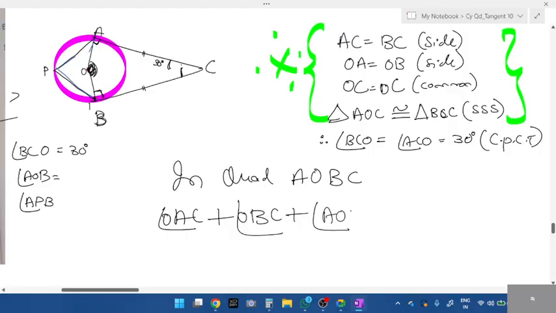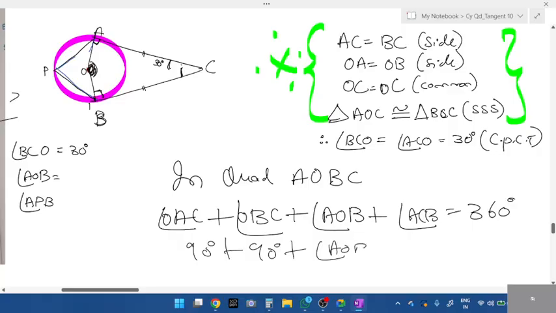Next angle OAB. AOB, students. AOB plus, for angle C, take the first one, ACB is equal to 360 degrees. 90 degrees plus 90 degrees plus angle AOB as it is plus ACB. How much is ACB, students? Total 30 plus 30, that is what I told you. 30 plus 30 added. Find the answer. Now you all can start. Complete it.